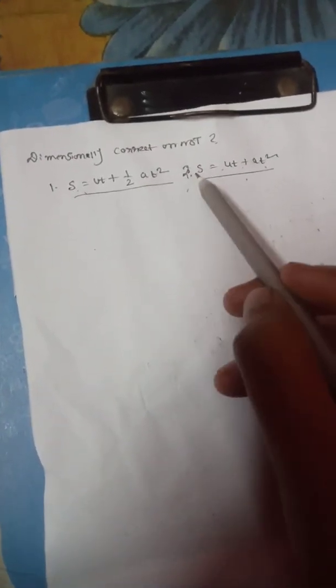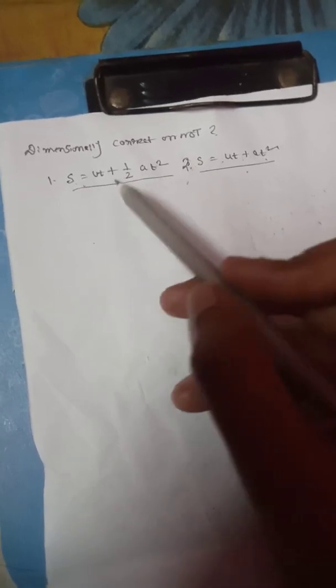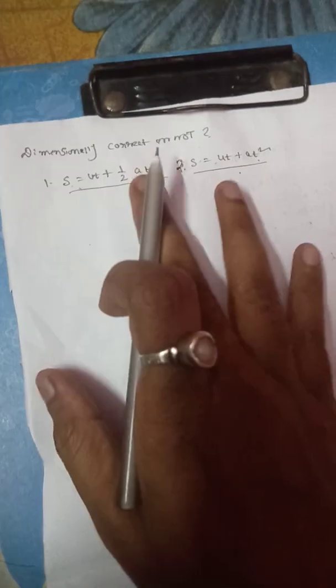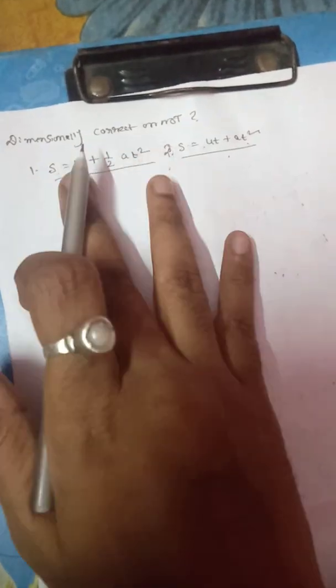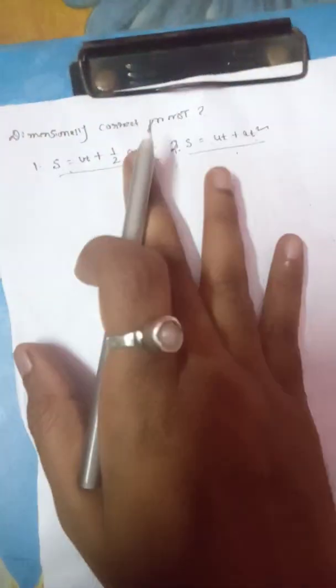Now you might want to say that one of these equations is not correct because you have already studied the first three chapters, but I'm not here to say if these equations are correct or not in and of themselves. I'm just going to say whether they're dimensionally correct or not. What does it mean when we check whether an equation is dimensionally correct or not?